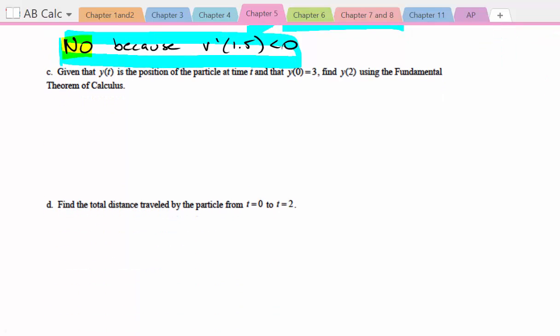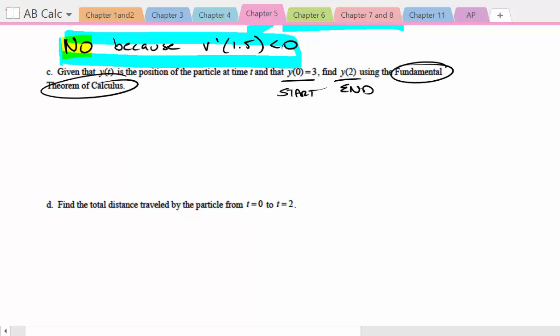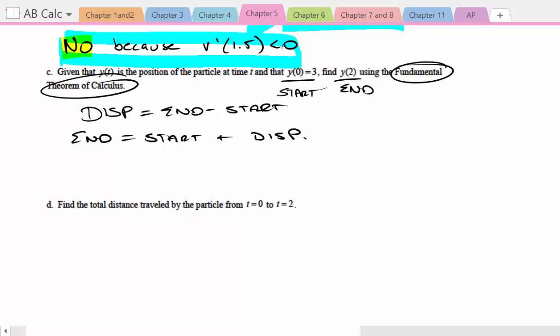For part C, given that y of t is the position of the particle, y of 0 equals 3, find y of 2. As soon as I think about this, this is a starting position, this is where I'm trying to end, and it says using the fundamental theorem of calculus, I can do displacement equals end minus start, but this is not the one I'm used to. The one I'm really used to is end equals start plus displacement, which means y of 2 equals y of 0 plus the integral from 0 to 2.